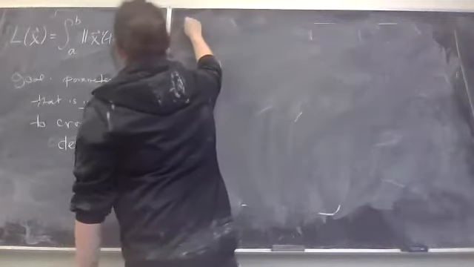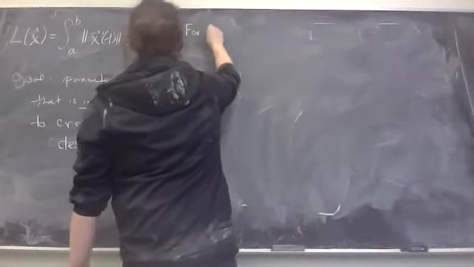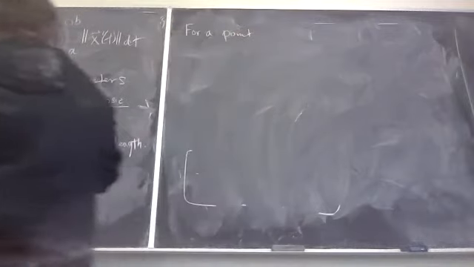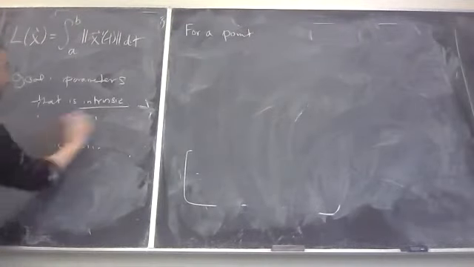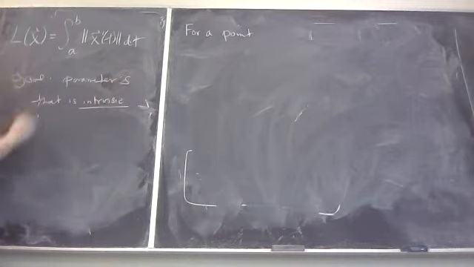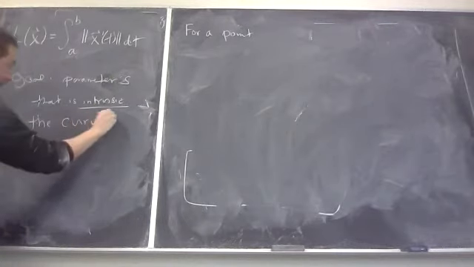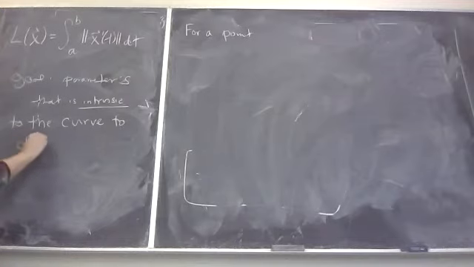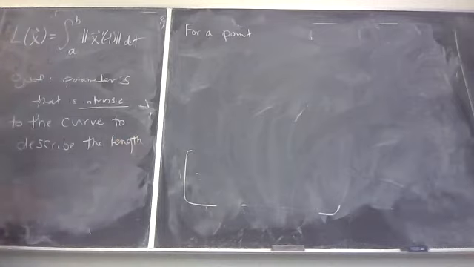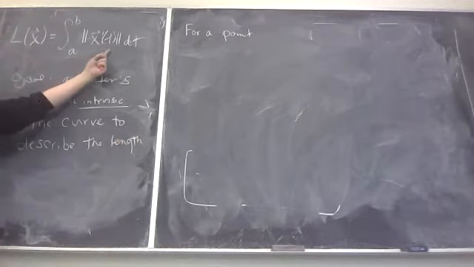We want a parameter S that is intrinsic to the curve to describe the length of the curve. Basically, I want to replace t, which is a time parameter, with something that's based on where I am on the curve instead.